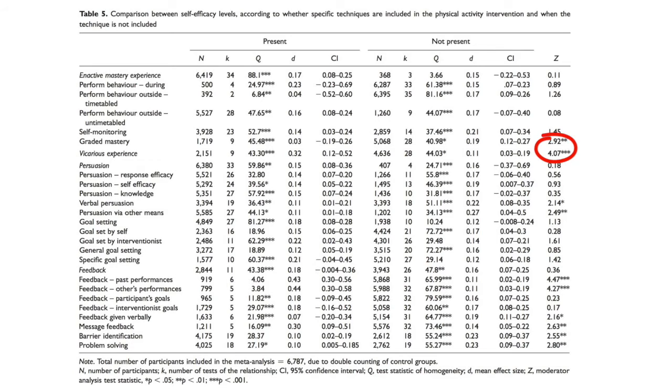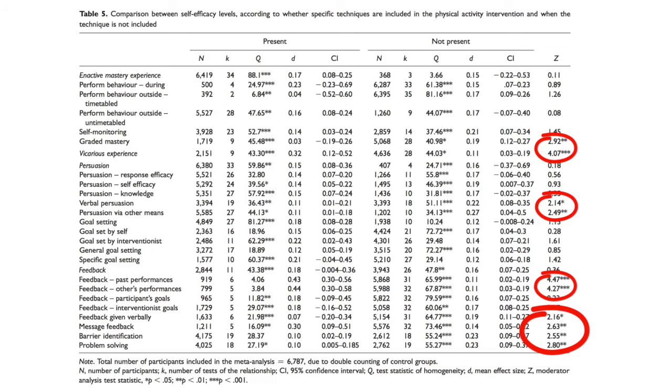You can see there's a statistically significant result for graded mastery, vicarious experience, verbal persuasion, persuasion by other means, feedback on past performance, feedback on others' performance, feedback given verbally, message feedback, barrier identification, and problem solving.